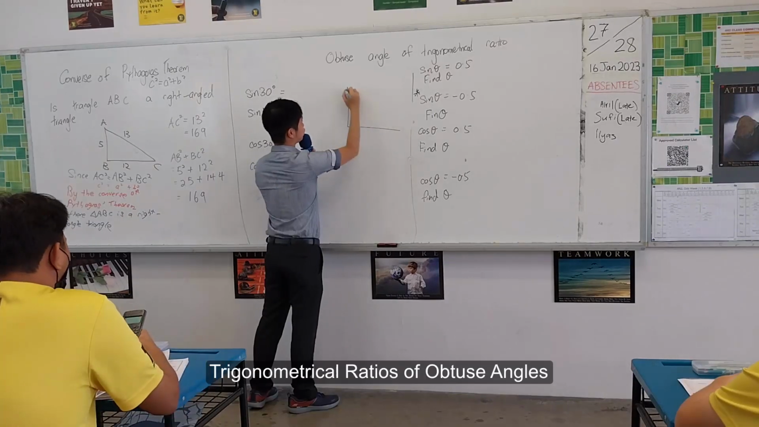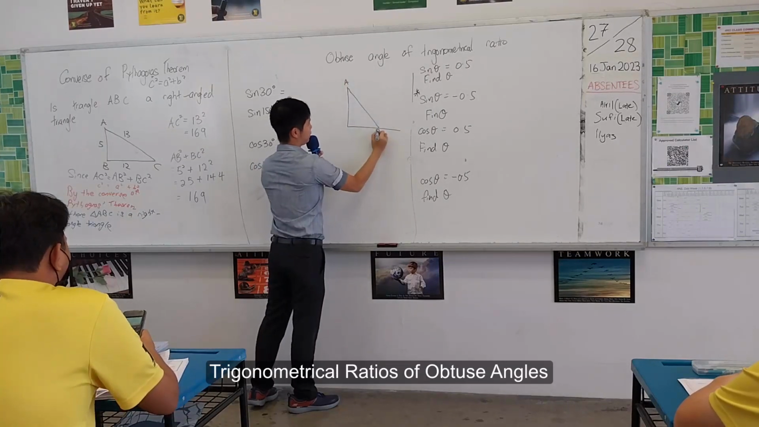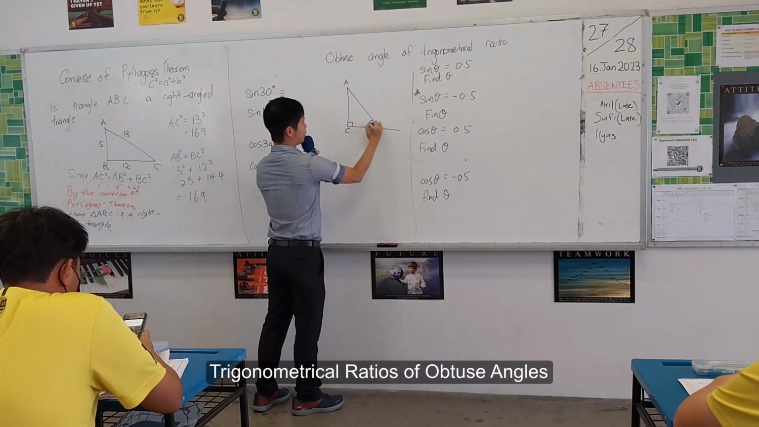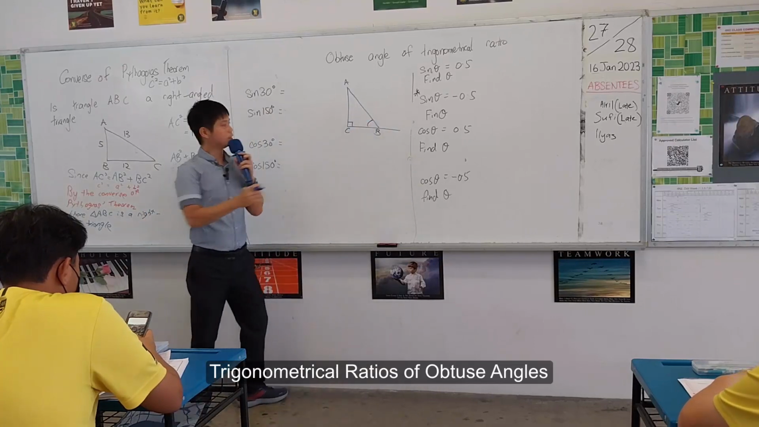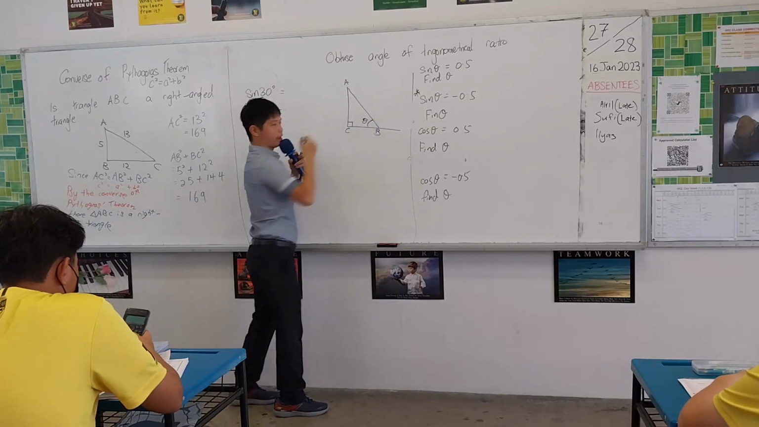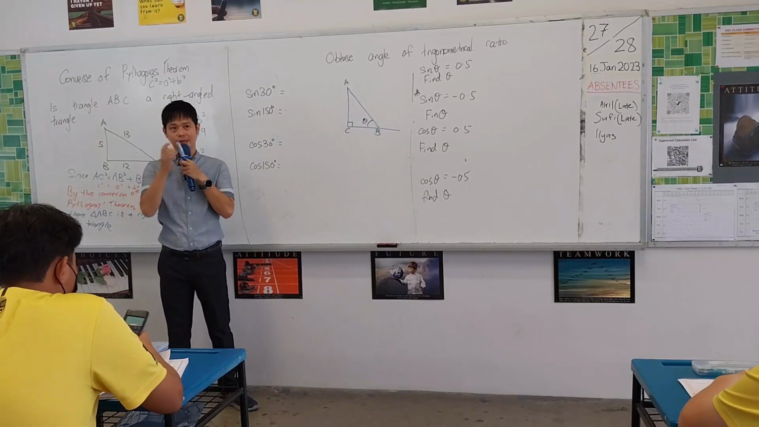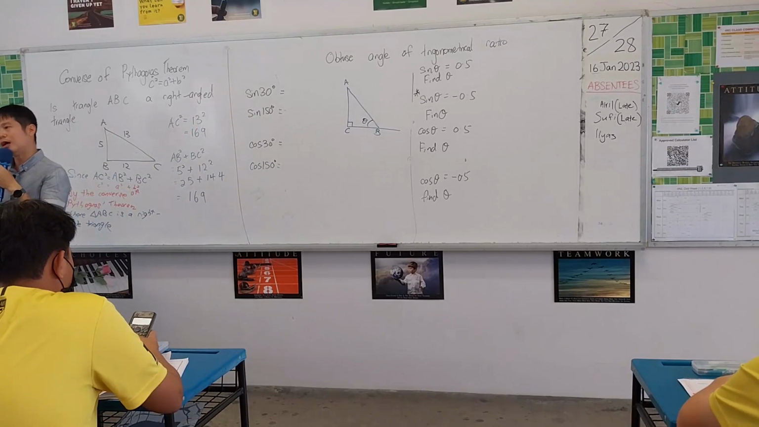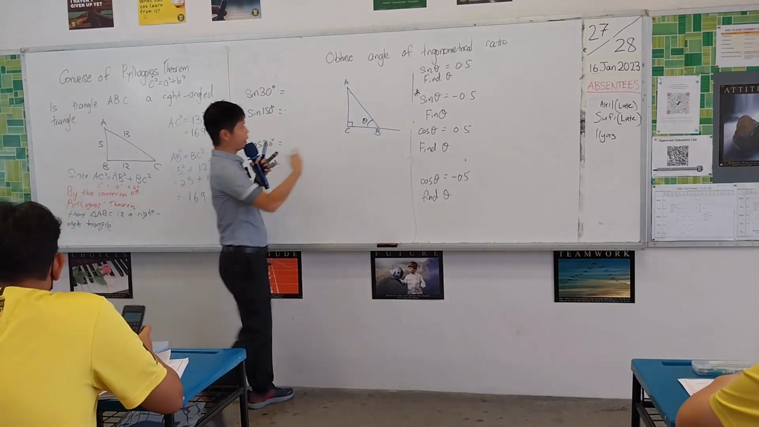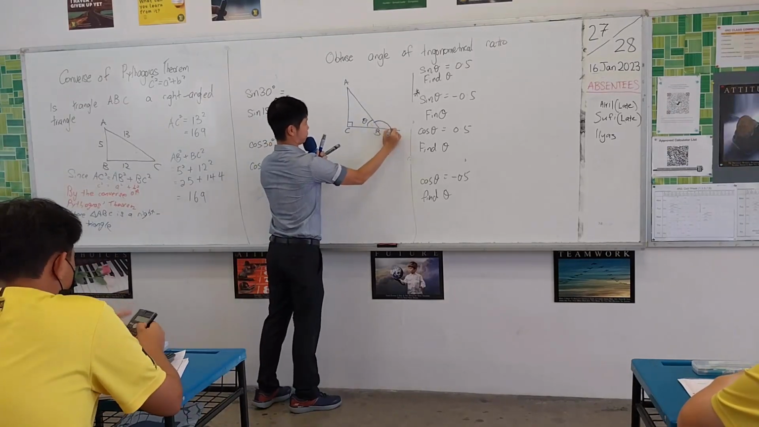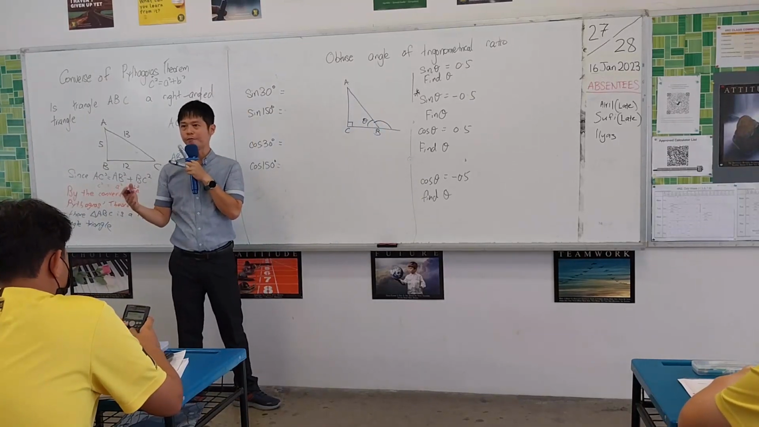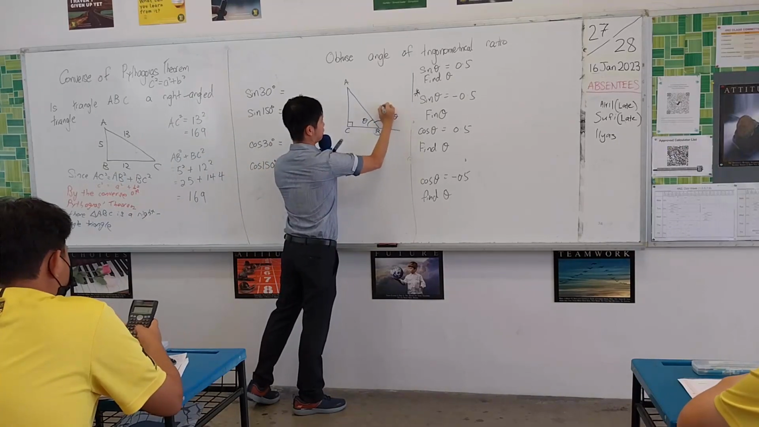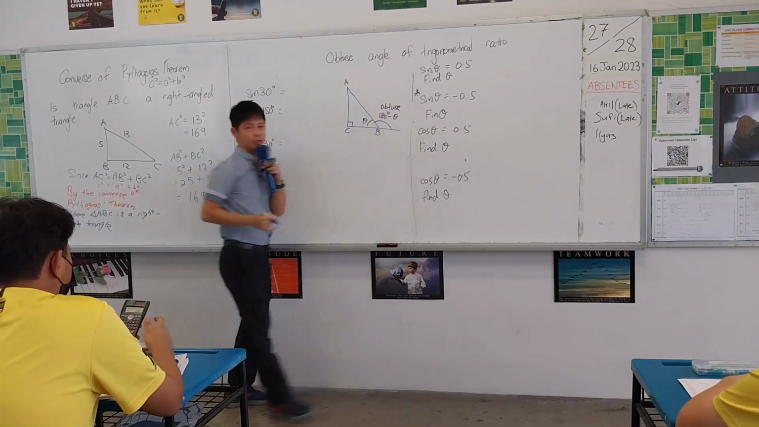I have a right-angled triangle ABC here. Normally, we will find this angle here. This angle is actually an acute angle, the angle theta. Today we are going to find out how we are able to find the other angle here, and how do we find the trigo ratio of the other angles. Now this angle will be 180 minus theta. This is our obtuse angle.